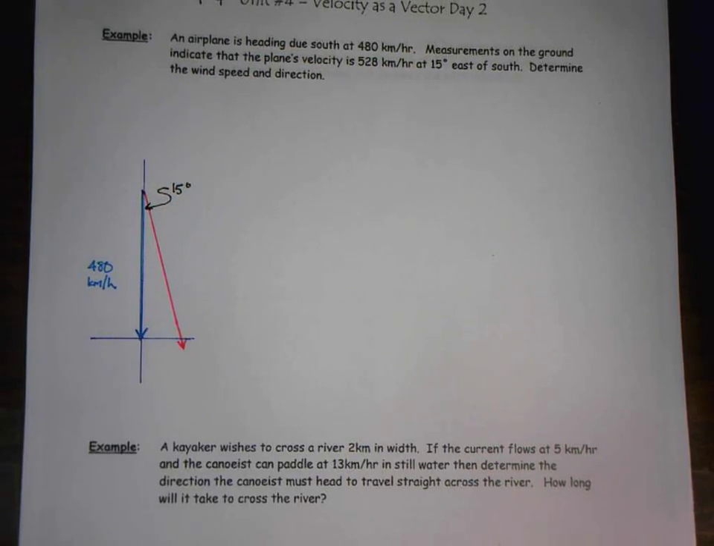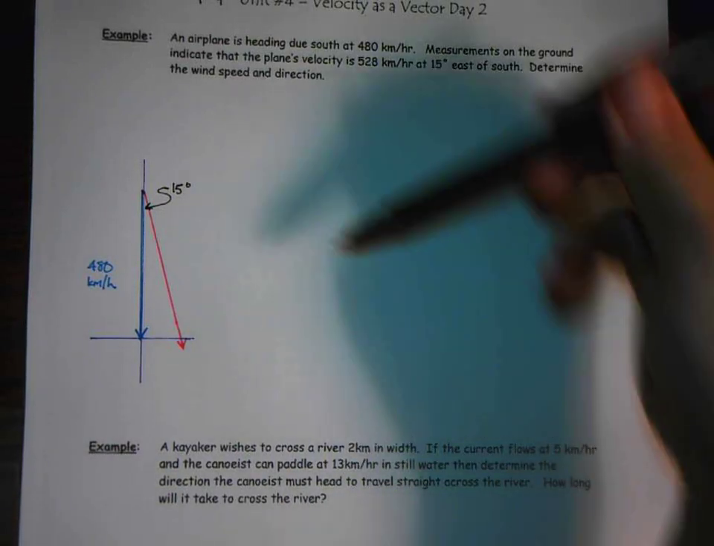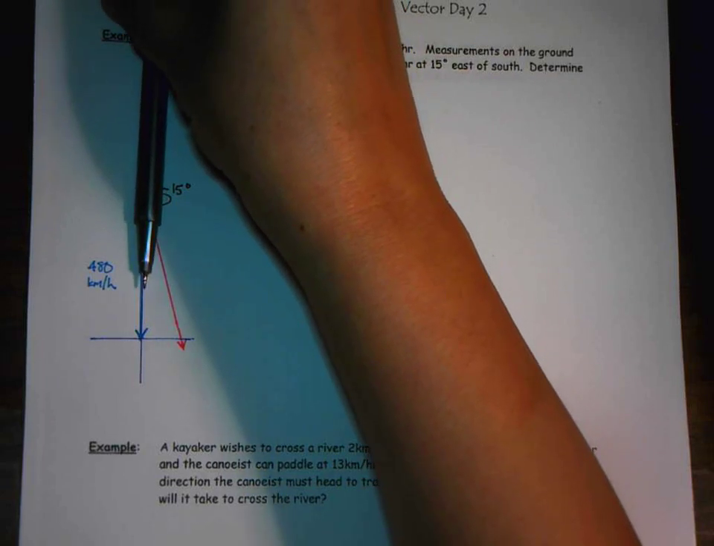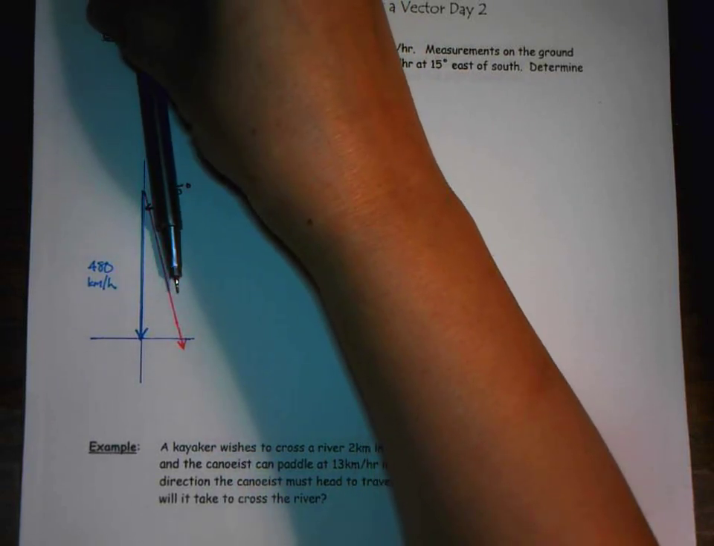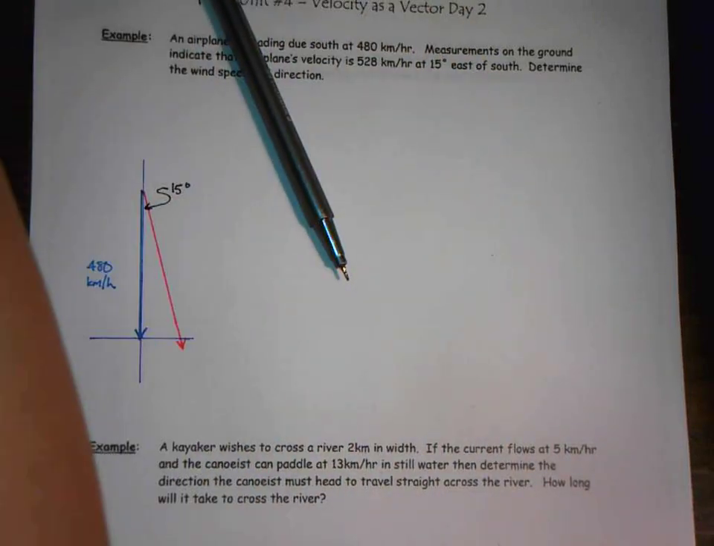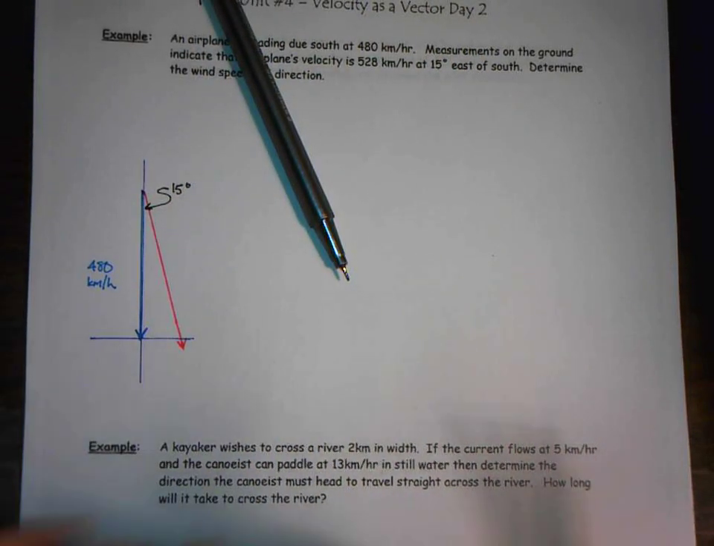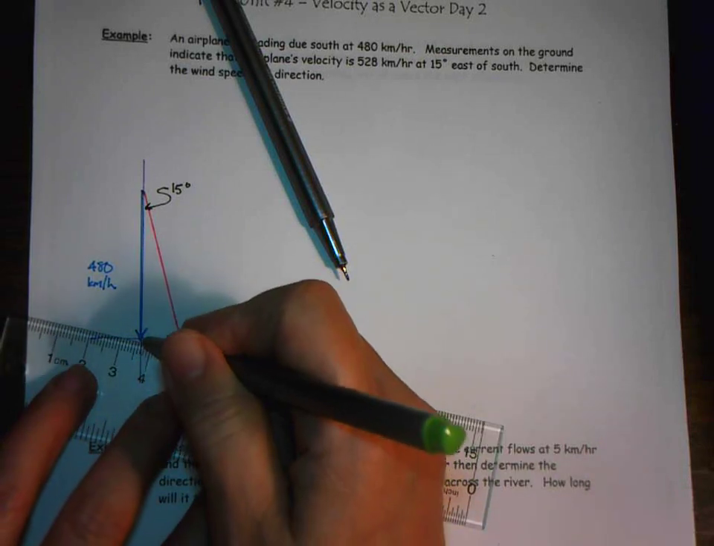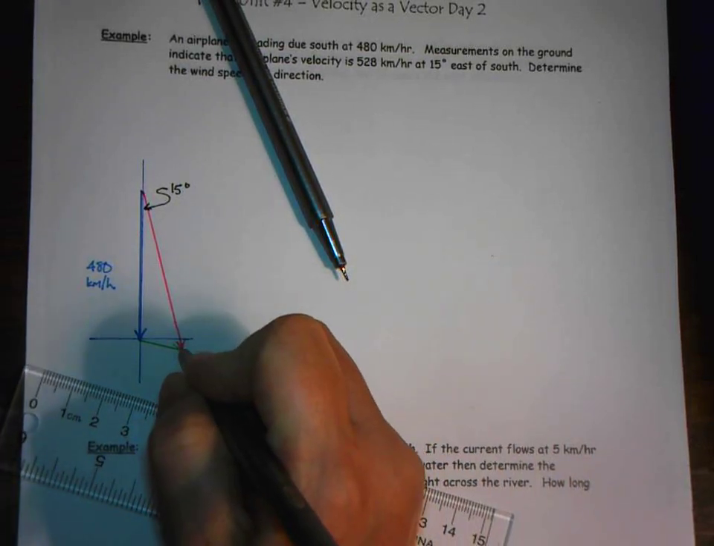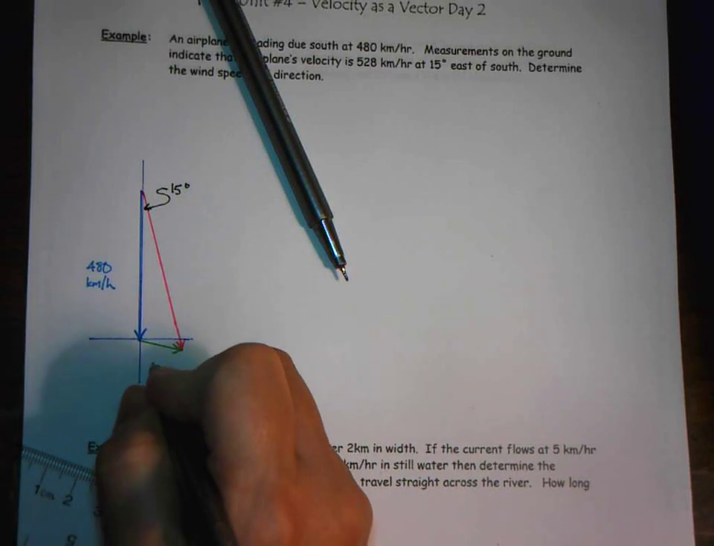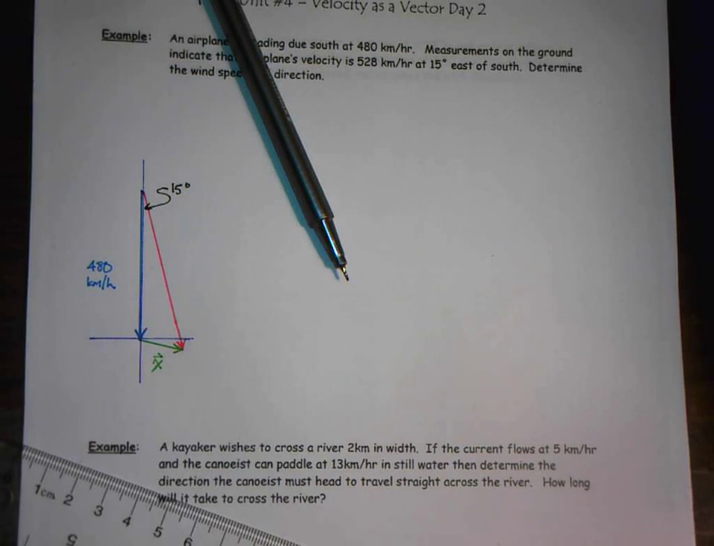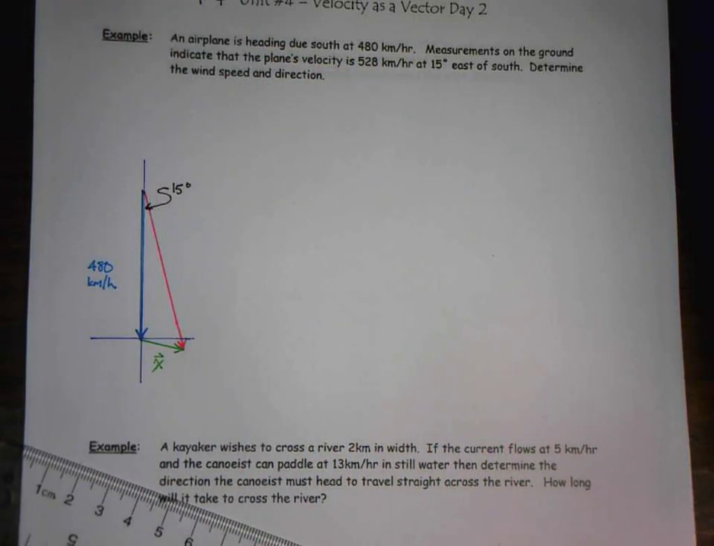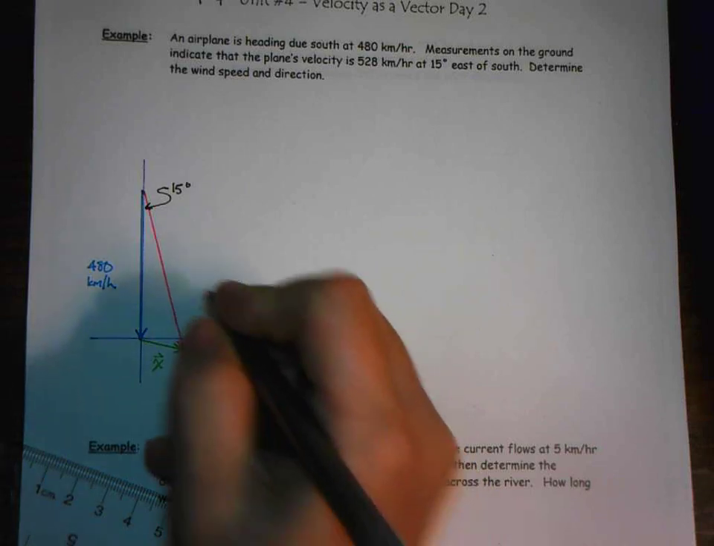So this is the direction in which the pilot is steering the plane. This is what's actually happening. So your wind vector must be acting in this way to cause a resultant that looks like this. And we call that wind vector X. So we know that the resultant in this case is 528 kilometers per hour.